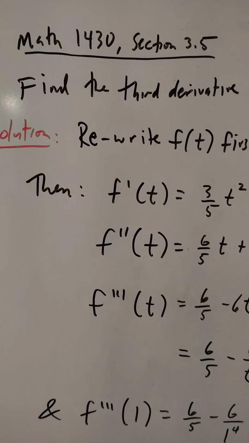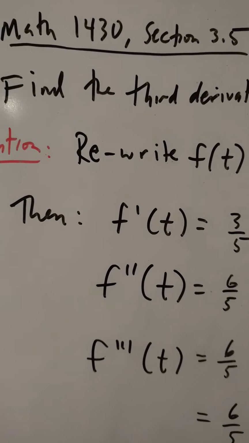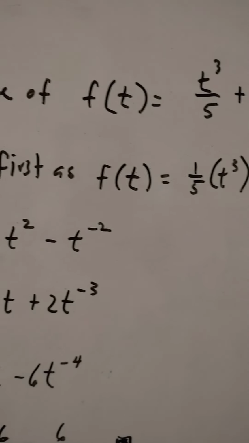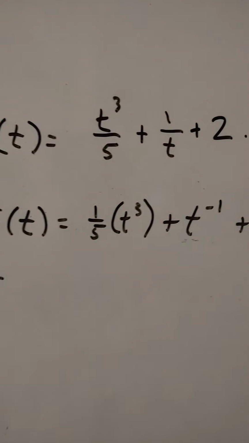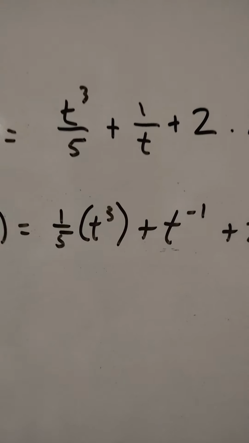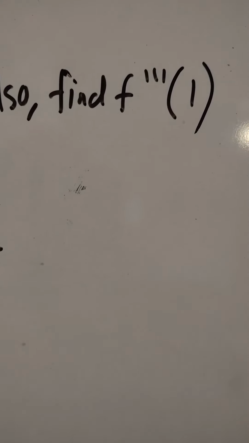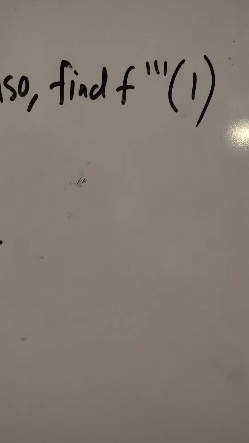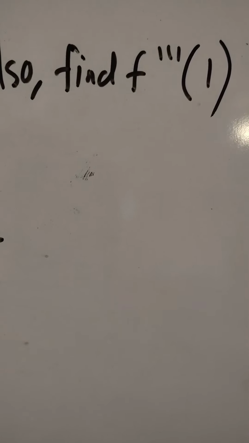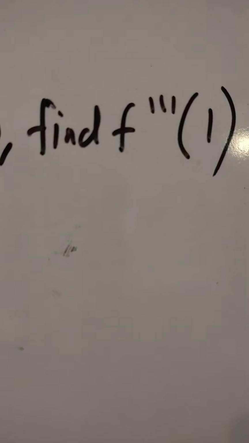Here is our problem. Find the third derivative, because we're talking about higher derivatives in this section, meaning second, third, fourth, etc. Find the third derivative of f of t is equal to t cubed over 5 plus 1 over t plus 2. Also, find f triple prime of 1. That means at the third derivative, evaluate it for x, or t in this case, for t is equal to 1. So this notation means third derivative.